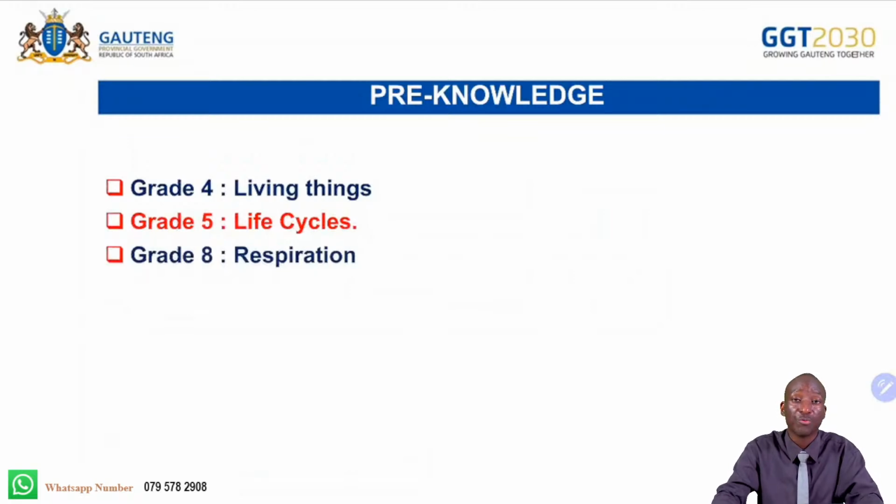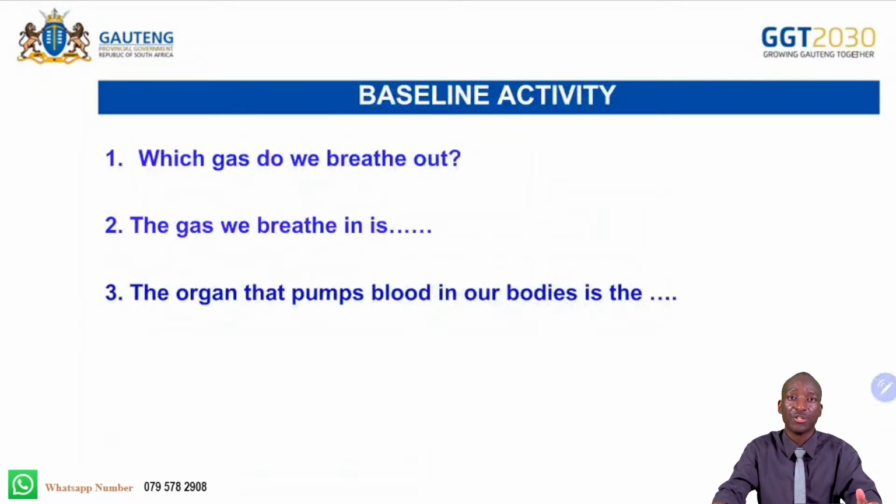With our pre-knowledge, we can start off by answering the baseline activity. So take out the activity books where you are. We're going to start by doing the baseline activity. Remember to make sure that you write your work neatly and make sure that you produce correct answers for each of these questions. We've got 3 of them for our baseline activity.